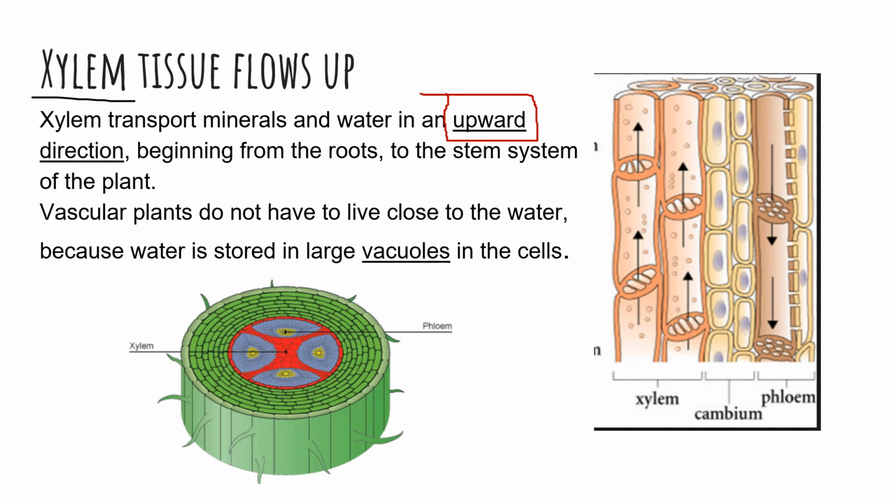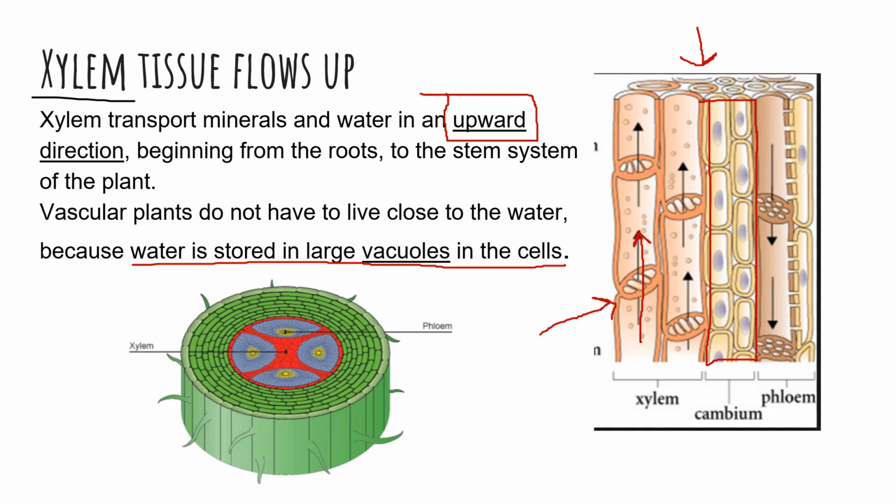These vascular plants do not have to live close to the water because water is stored in large vacuoles in the cells, okay? So if you look at this graphic over here on the right, this middle part is cambium tissue. I believe this is more like the fleshy or like the white kind of fluffy part of the stems and the leaves and things like that. But xylem is what you see on the right here, okay? And these upward arrows are showing you that the xylem transports things up from the ground.